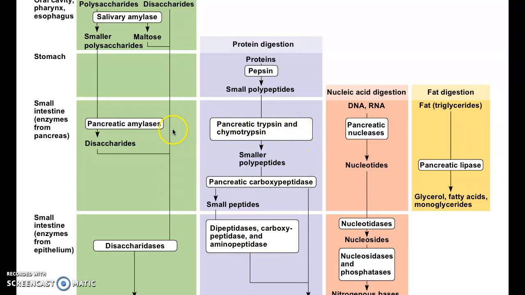At that stage, the amylase is again activated. Once the pH is between 5 and 7.4, the amylase is activated, and then it breaks it down further.